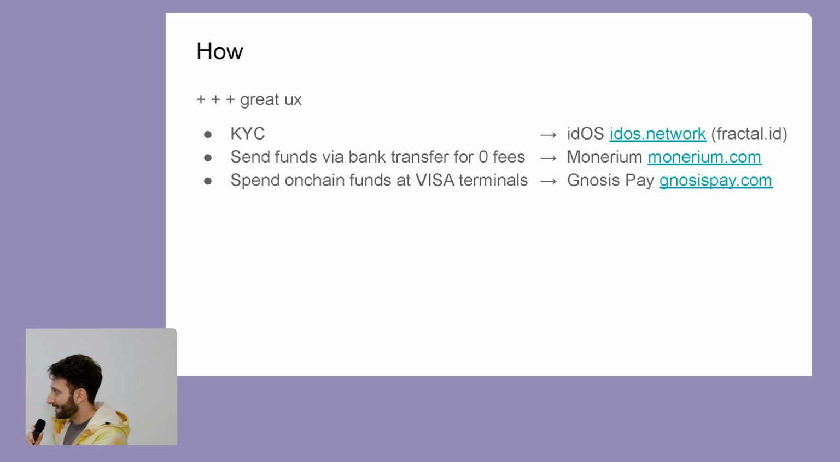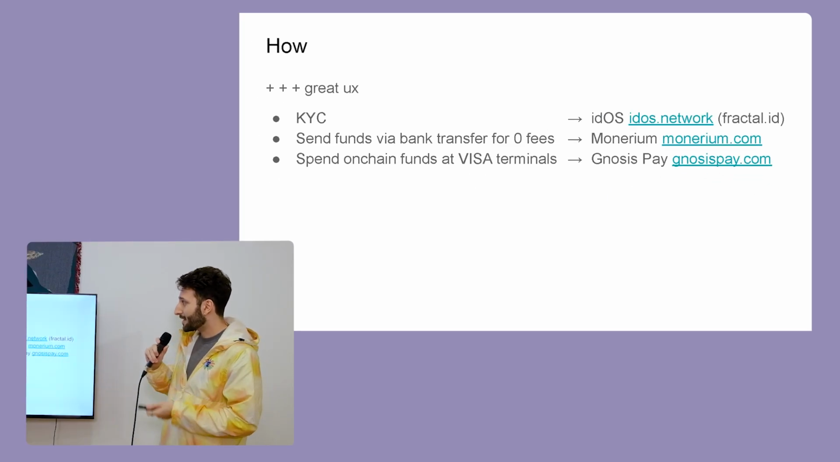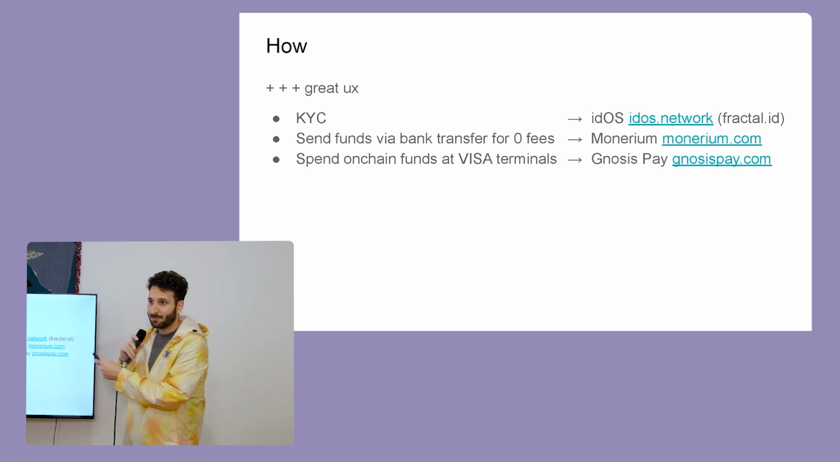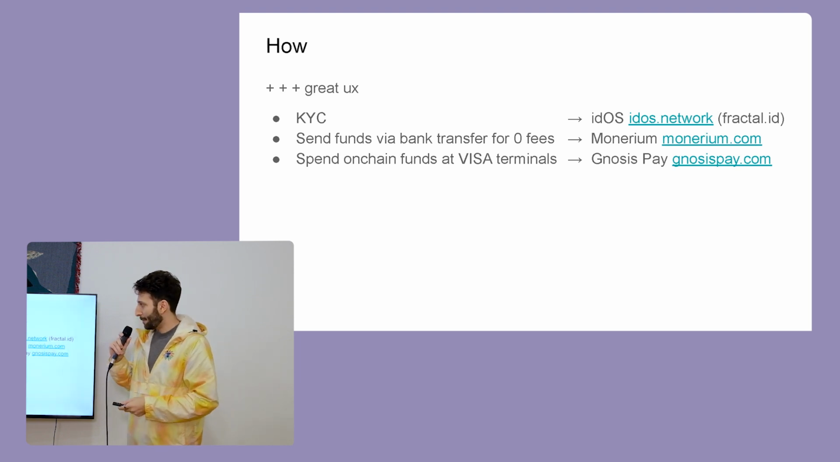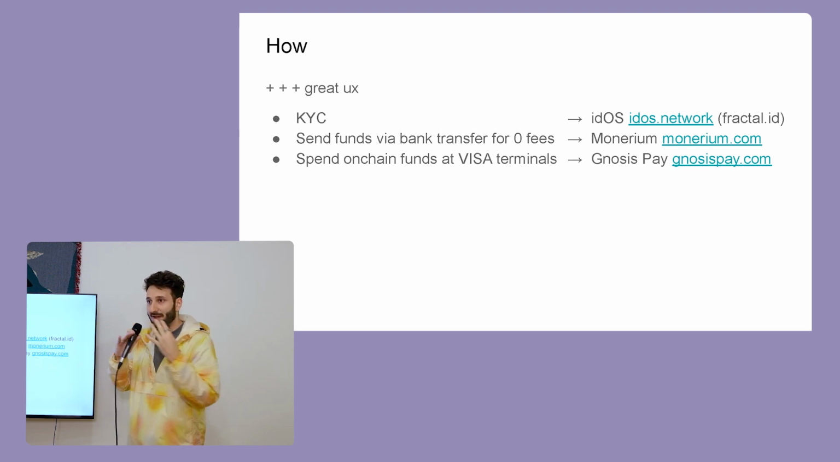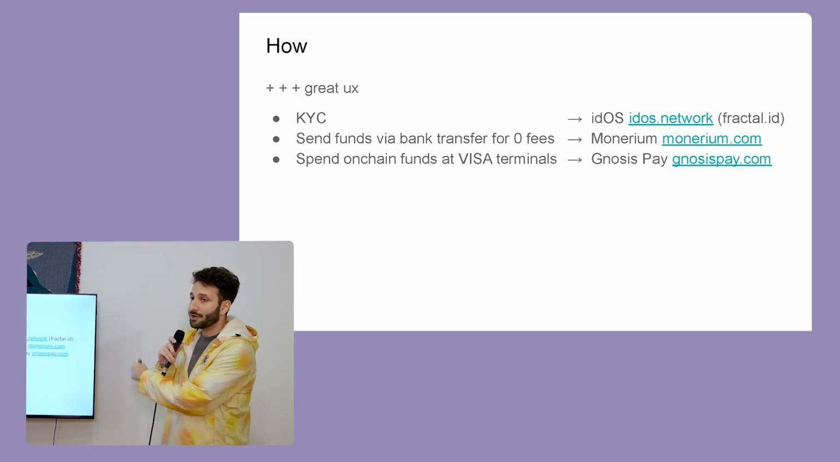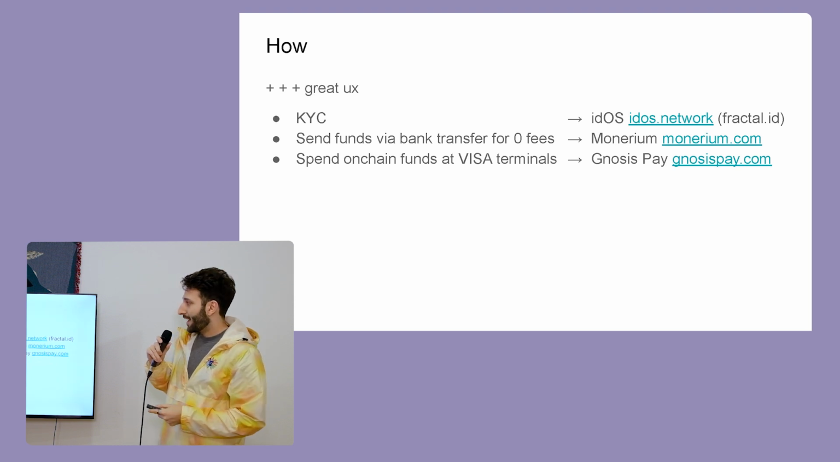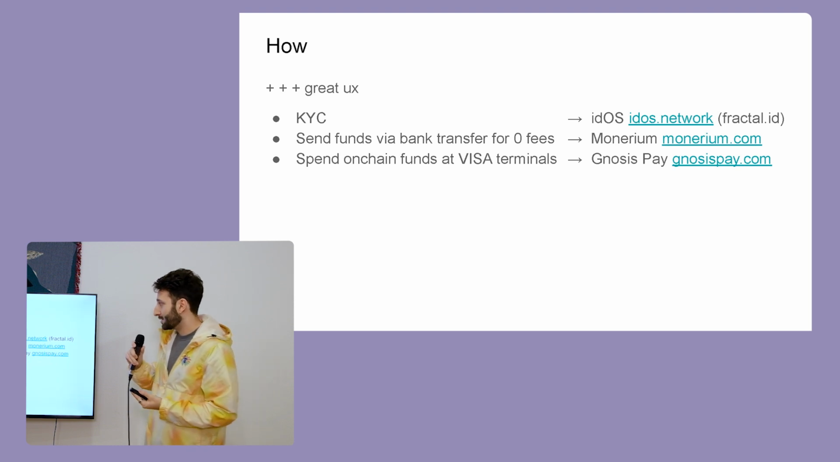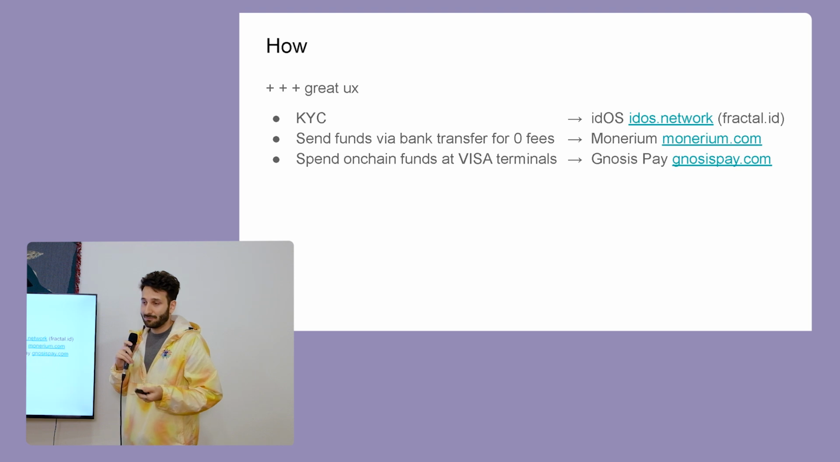So the stack looks like this. For KYC, you can use IDOS. It's being built from Fractal and partners, including Gnosis. And then to send money from your current bank account to your new bank account, which mints tokens on the blockchain, which I'll go into details in a minute, you can use Monerium. And then to spend those funds, you can use Gnosis Pay to spend them at any Visa terminal.